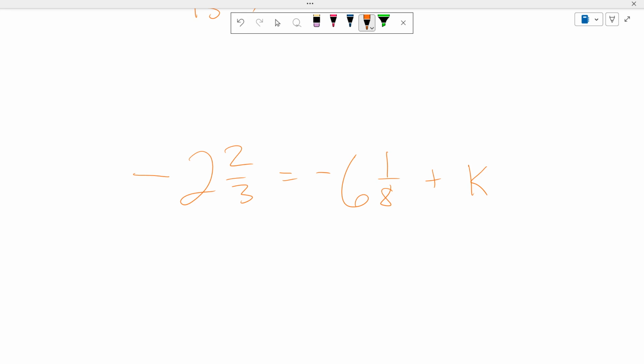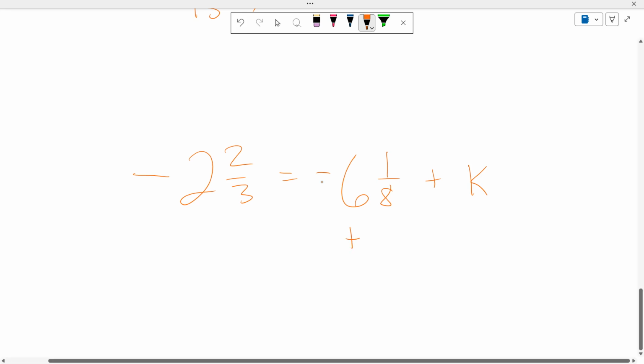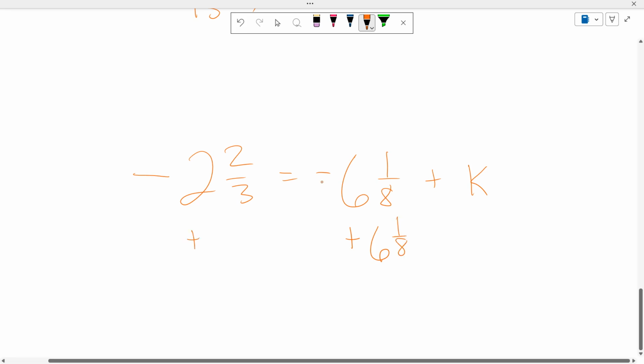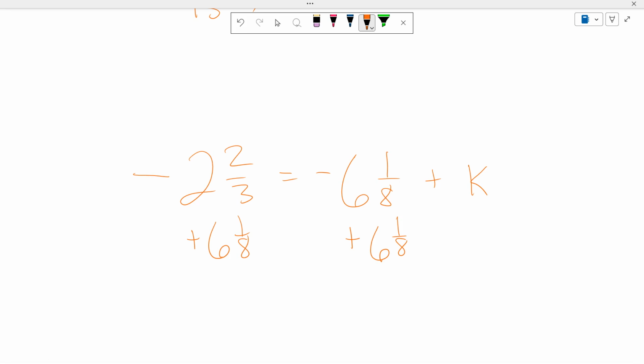No, not negative 6 1/8. You're at a negative 6 1/8. You want to get it to 0. So you're going to add 6 1/8. Whatever you do to this side, you've got to do to this side. Add 6 1/8. Again, your calculator can help you out so much here. Negative 2 2/3 plus 6 1/8 is going to be probably 3 and something.